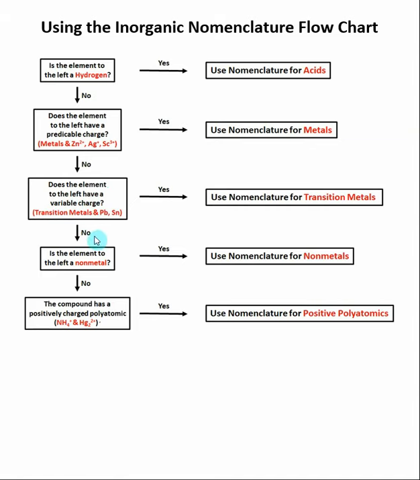Continuing on, if none of these have applied, you ask, is the element to the left a nonmetal? If that is true, then you're going to follow the nomenclature for nonmetals. If all of these previous questions are no, really what you have left is that the compound to the left is a positively charged polyatomic. In this case, you will use rules for naming positively charged polyatomics.